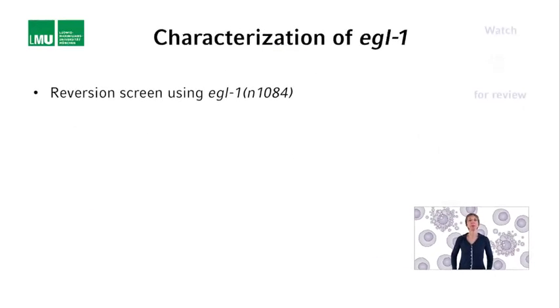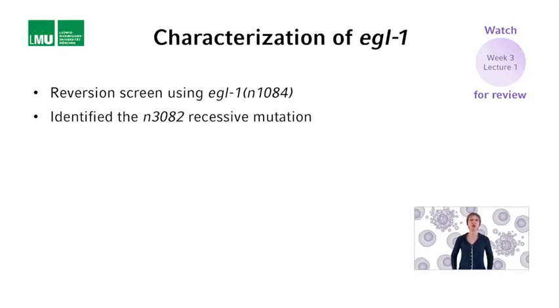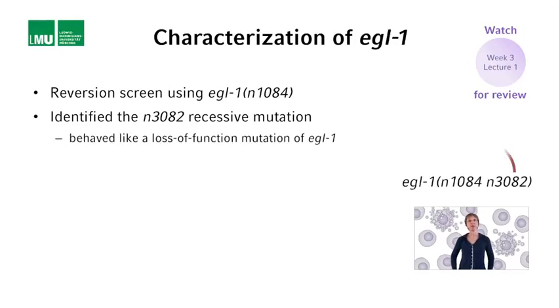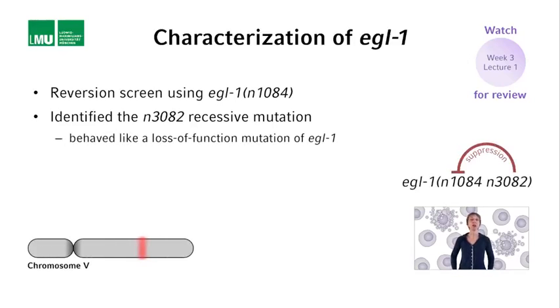Using one of the semi-dominant AGO1 alleles, N1084, I performed the reversion screen as a postdoc to identify recessive loss of function mutations of the gene. Using this approach, I identified the mutation N3082, a recessive mutation. Genetically, N3082 behaved like a loss of function mutation of the AGO1 gene. And that is because it was a dominant suppressor of N1084 and mapped to the same region on chromosome 5.